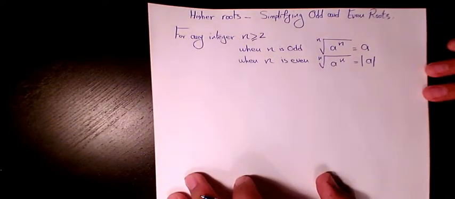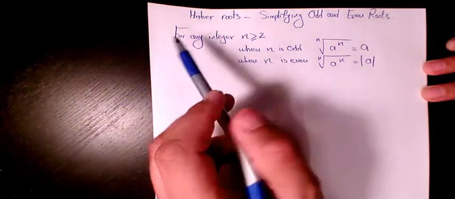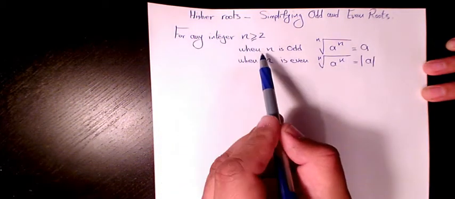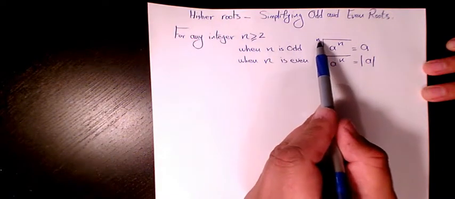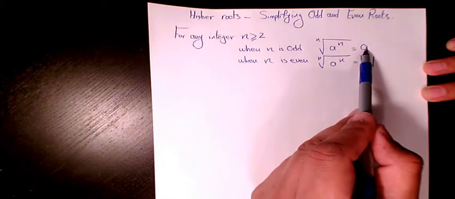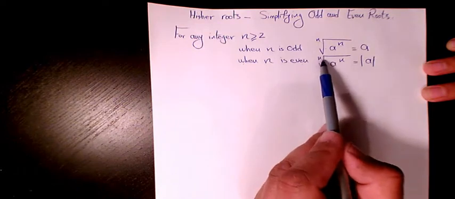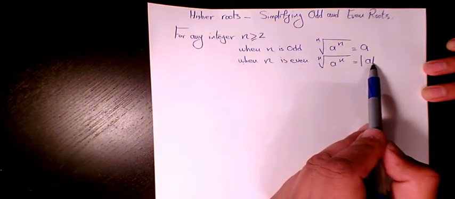Welcome to my channel. This video I want to talk about simplifying odd and even roots in higher roots. We can say that for any integer n greater than or equal to 2, when n is an odd number, the nth root of a to the power of n is just a, and when n is an even number, the nth root of a to the power of n will be the absolute value of a.